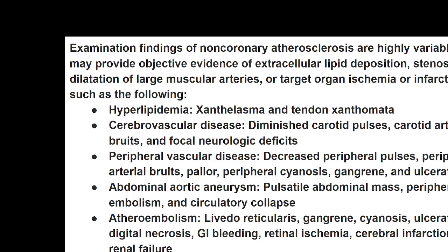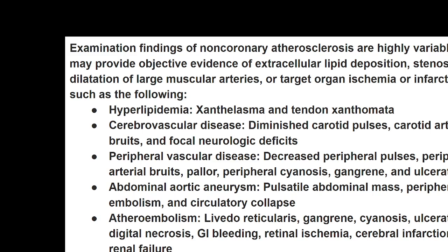Examination findings of non-coronary atherosclerosis are highly variable but may provide objective evidence of extracellular deposition. That's the important issue. There could be evidence of stenosis or dilation of the large muscular arteries, like the aorta or carotid arteries, and target organ ischemia or infarction. And among the most common features which we identify in a patient of non-coronary atherosclerosis is hyperlipidemia presenting with xanthelasma or tendon xanthomata. I will show you what xanthelasma is. It's a sign of hyperlipidemia.